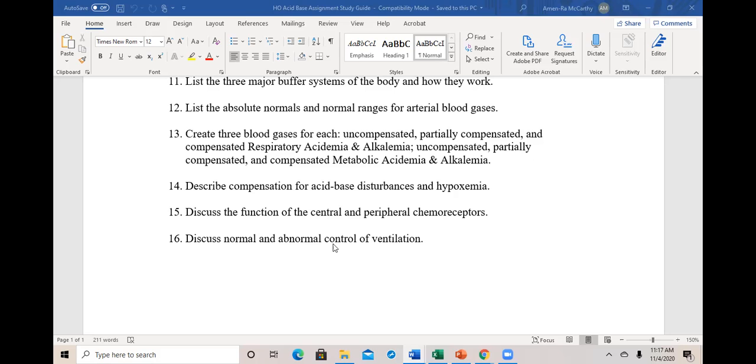Why would the aortic body not be on the pulmonary artery? Why is it on the aorta and not the pulmonary artery?